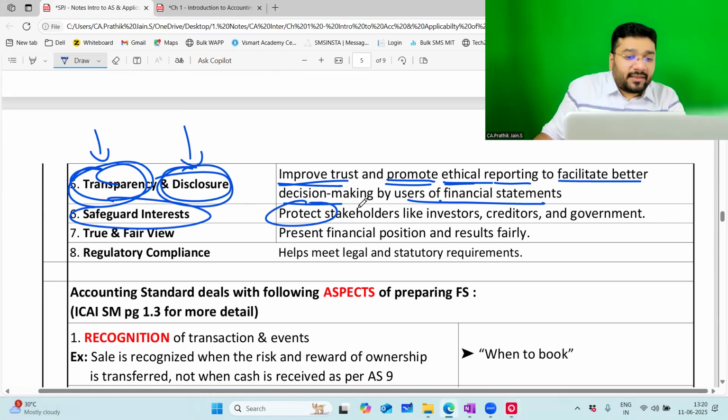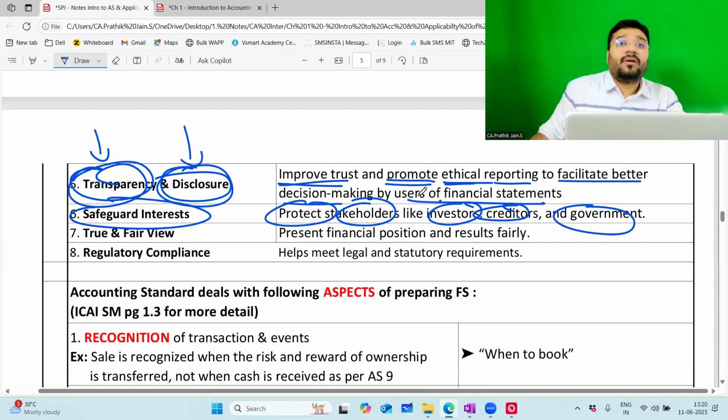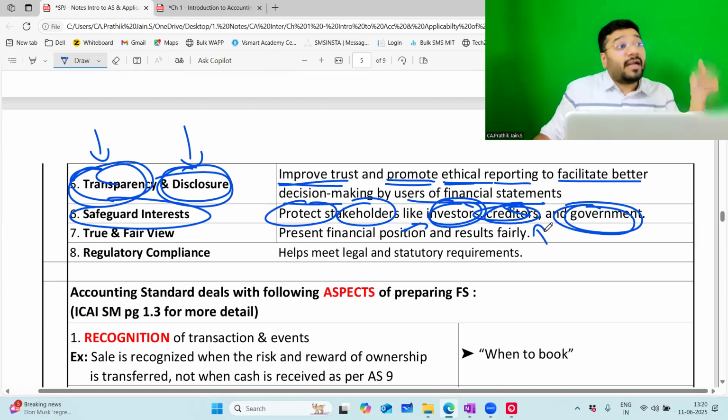Safeguard interests, protect stakeholders like investors, creditors, and government. So any entity that follows accounting standards and prepares financial statements based on them will protect the interest of the investors, creditors, and the government. Because based on that information, an investor can decide, should I invest the money or not? A creditor can decide, should I give the goods on credit or not? The government also can decide whether we should deal with that company or not.